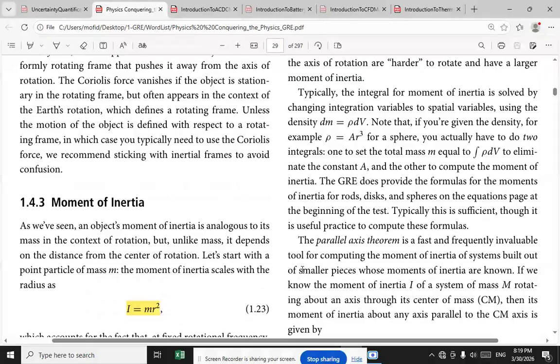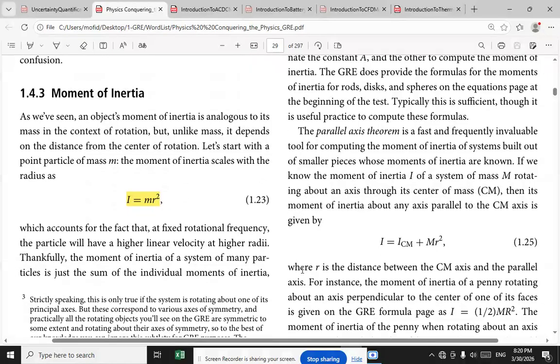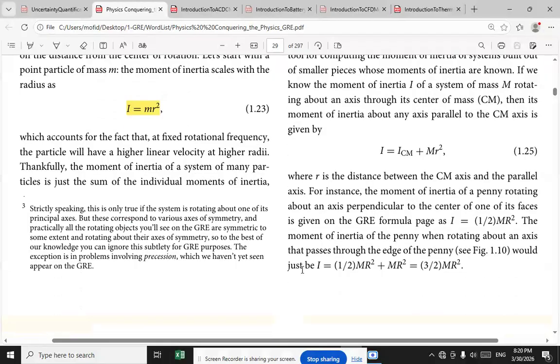The parallel axis theorem is a fast and frequently invaluable tool for computing the moment of inertia of systems built out of smaller pieces whose moments of inertia are known. If we know the moment of inertia I_CM of a system of mass m rotating about an axis through its center of mass, CM, then its moment of inertia about any axis parallel to the CM axis is given by I is equal to I_CM plus m r to the power of 2, based on equation 1.25, where r is the distance between the CM axis and the parallel axis.